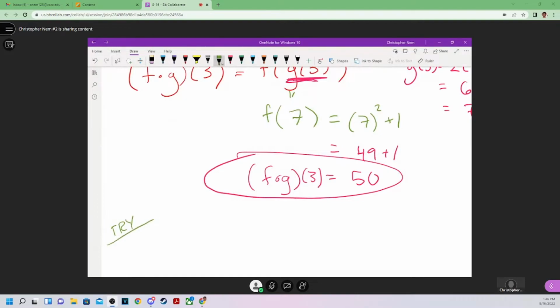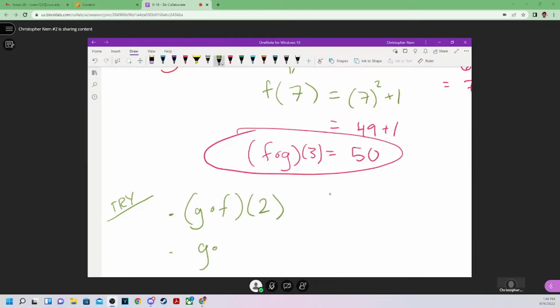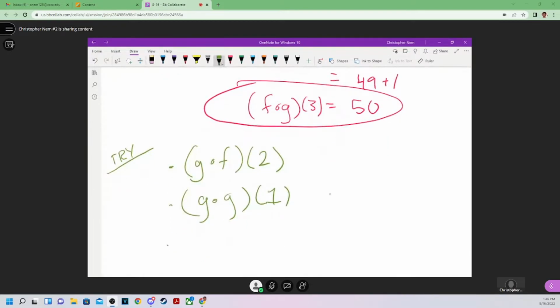I'll encourage you guys to try these out as a little exercise: try out g of f of 2, g of g of 1, and the last one I want to do is f of f of 2.